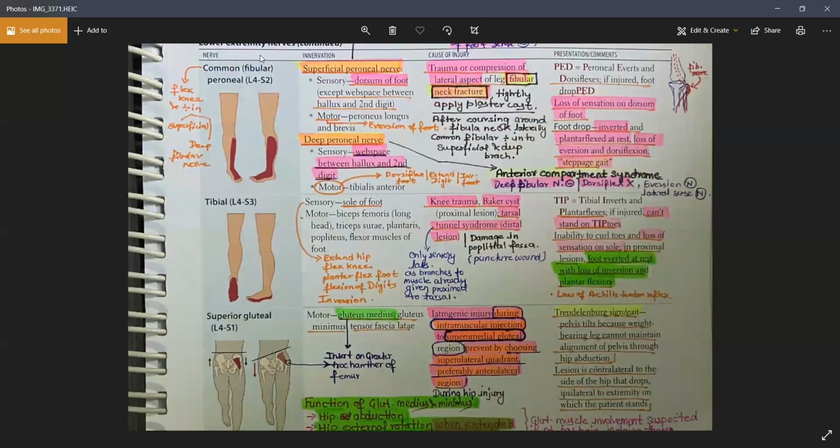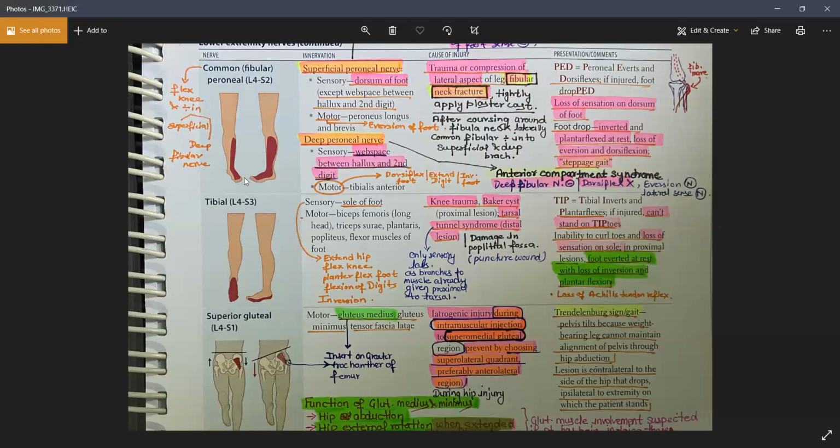First we have the femoral nerve and the tibial nerve, and these are the branches of your sciatic nerve in the leg. You call it the common fibular nerve, also known as the common peroneal nerve. When this nerve enters the leg, it divides again into two nerves, the superficial and the deep: the superficial fibular or superficial peroneal nerve, and the deep fibular or deep peroneal nerve. The superficial nerve supplies the dorsum of your foot, very important, except the web space between the hallux and the second digit.